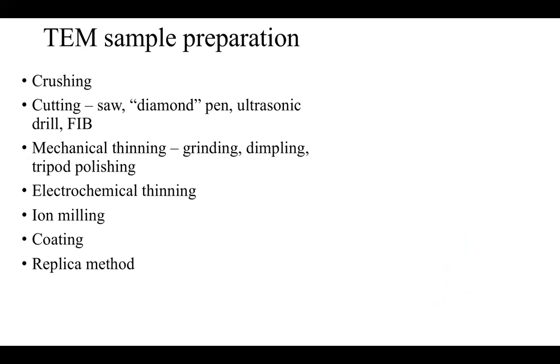So you can use crushing technique, you can cut it, you can use saw machine, diamond pen, or ultrasonic drill. Sometimes we also use focused ion beam to do the cutting. You can use mechanical thinning like grinding, dimpling, tripod polishing. You can do the electrochemical thinning, ion milling, coating, replica method.